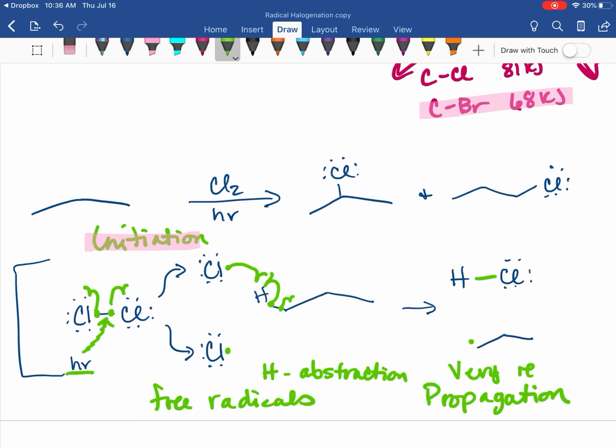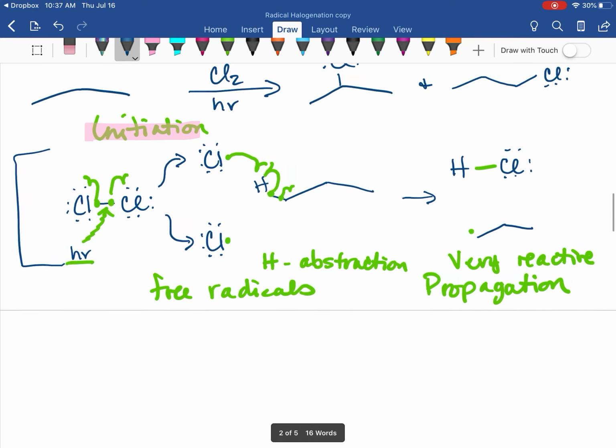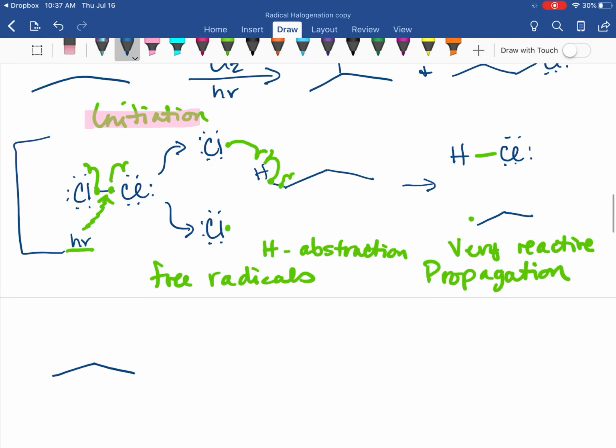Now, this is where radical processes can go crazy. You have a very reactive radical here. This radical can react with another chlorine radical. It can react with HCl. It can react with another propane. It can react all over the place. It is now very reactive. Now, in our class, we're just going to show the productive one. So let's take our radical down here, and I'm just going to flip my structure, and let's react it with our other chlorine radical.